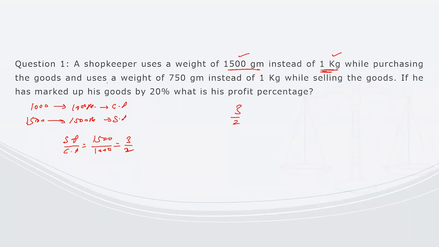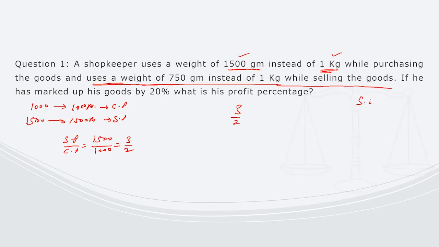Okay. This is the second transaction. Uses a weight of 750 grams instead of 1 kilogram. That means while selling his goods, he's putting only 750 grams on the weighing balance, but it is reflecting 1 kilogram. He should have used a weight of 1 kilogram, but he is only using a weight of 750 grams. That means he's giving 750 grams, but telling his customer that I'm giving you 1,000 grams, right?